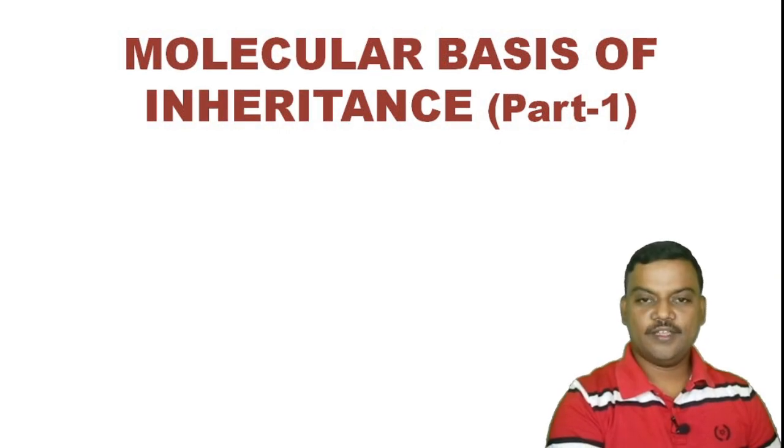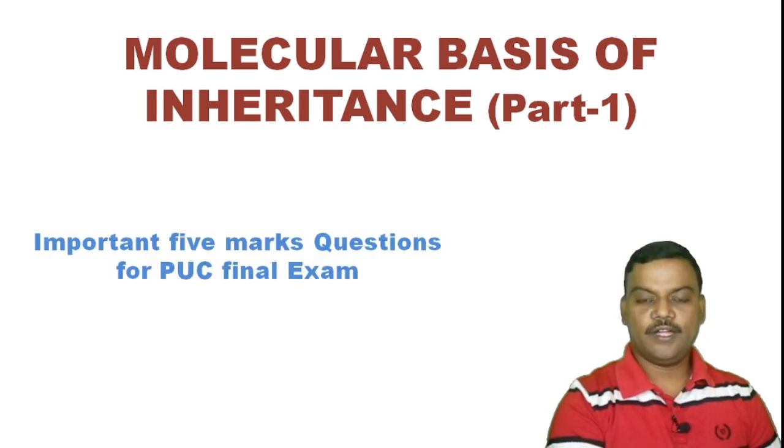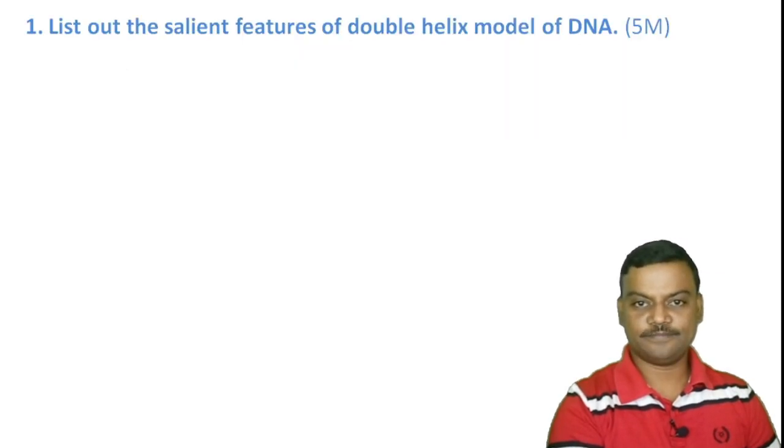Dear students, the next chapter is Molecular Basis of Inheritance Part 1. Let us discuss some important 5 mark questions from this chapter for the final PUC exam. Question number 1. List out the salient features of the double helical model of DNA. It is for 5 marks.